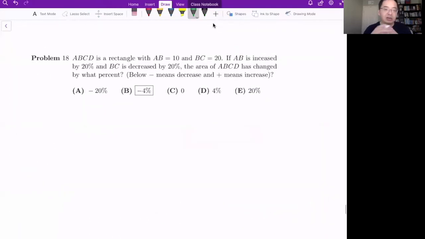All right, so now let's look at problem 18. Problem 18 is a problem about percentage. So we start from a rectangle ABCD.